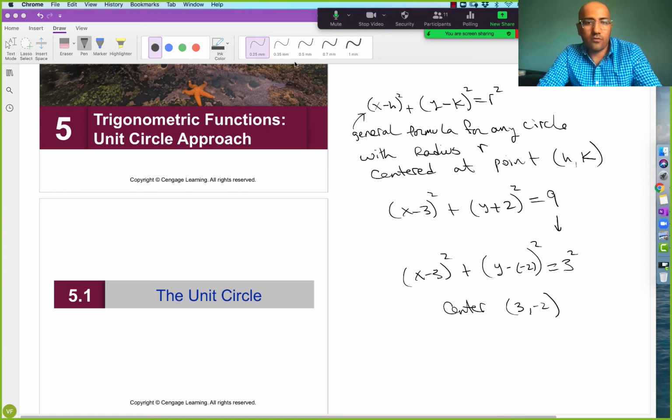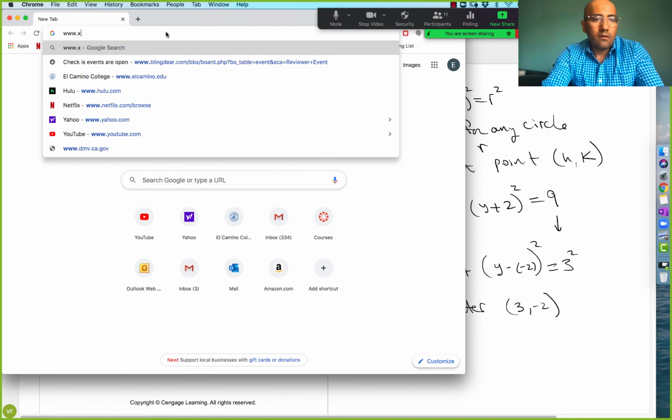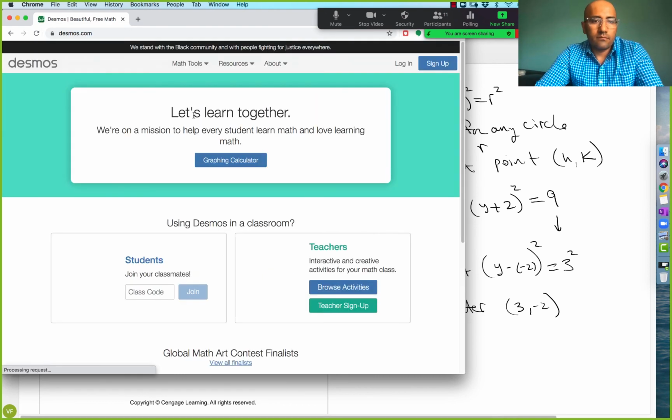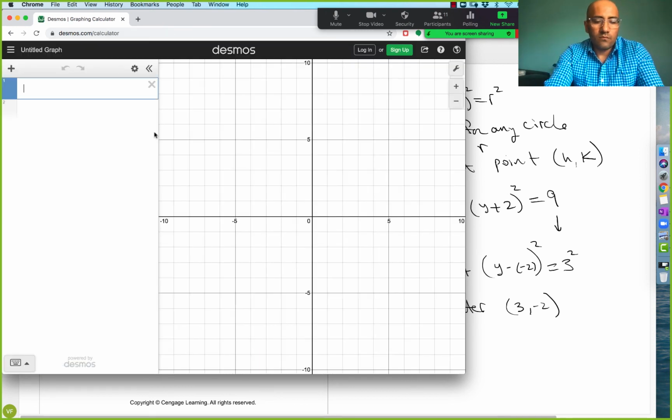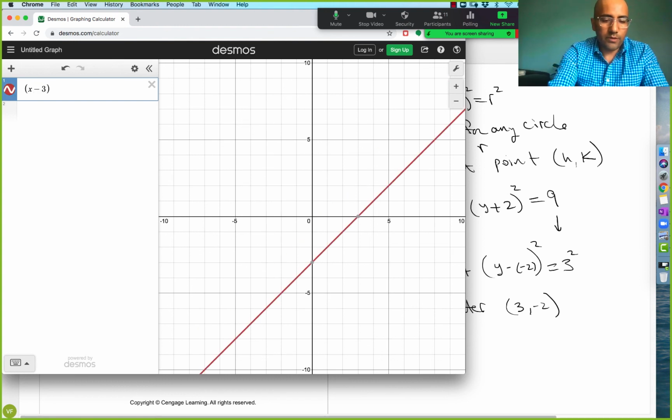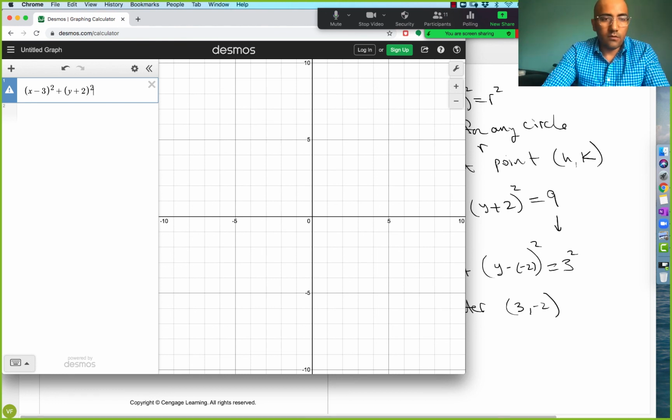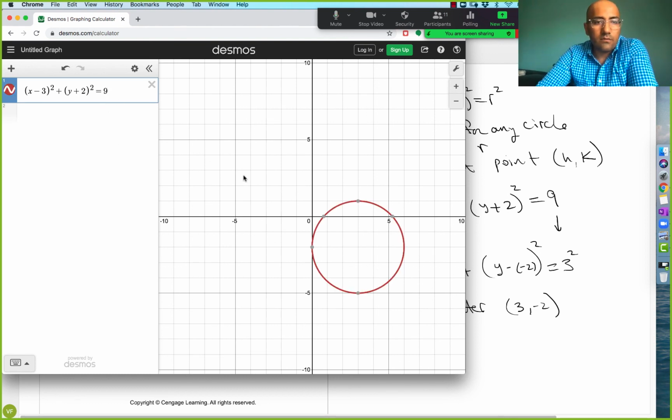We can confirm that real quick here with some Desmos. So parentheses x minus 3 close parentheses to the power of 2 plus y plus 2 close parentheses to the power of 2 equals 9 is this circle. Good. Where the center is going to be right here. Anyway, the center is here, which is 1, 2, 3 units. So x equals 3, and then y equals -2. So 3 comma -2 is the center of the circle, and the radius is 3 units.